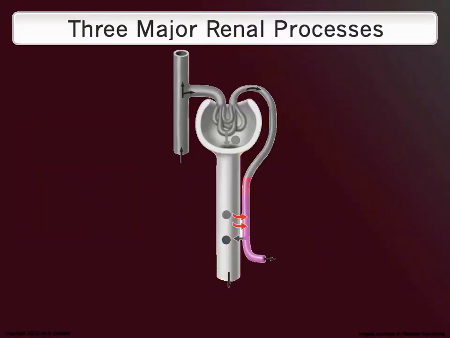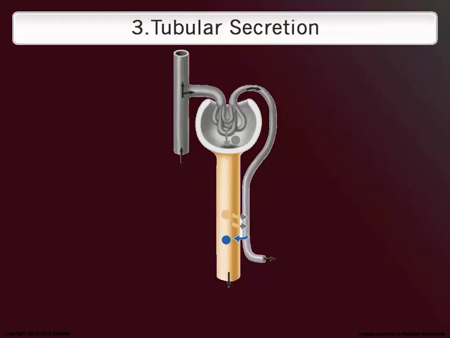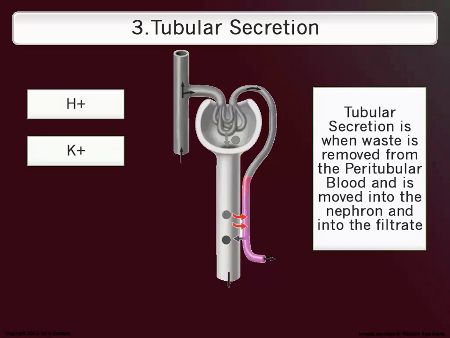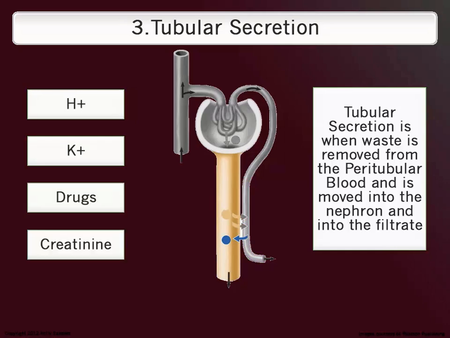Step 3, tubular secretion. During this phase, waste is removed from the peritubular blood and moved into the nephron and into the filtrate. This waste consists of hydrogen ions, potassium ions, many drugs, and creatinine.